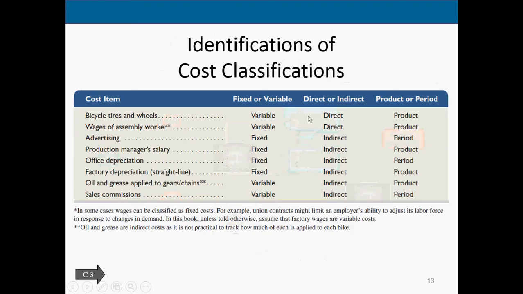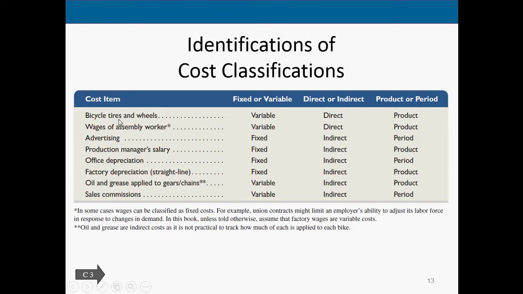So again, we've talked about just a couple things. We can classify by behavior, fixed or variable. We can classify by traceability, direct or indirect, and we can classify by product or period. Every cost can be put into these 3 classification pools and is either/or within each pool. Let's just look at a couple of them.